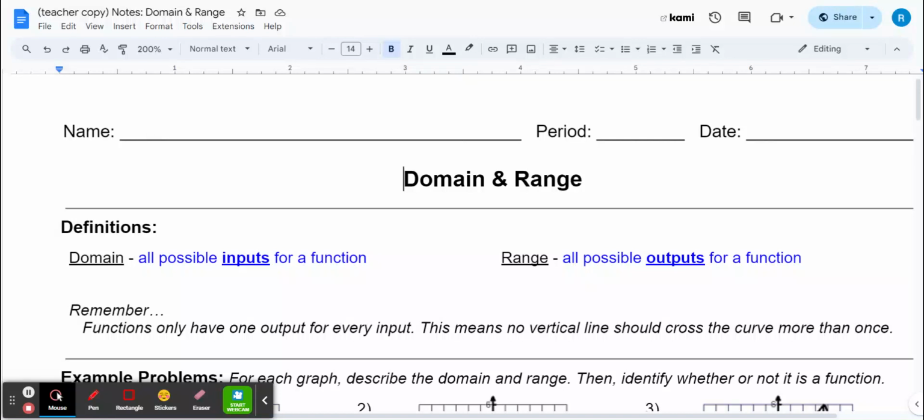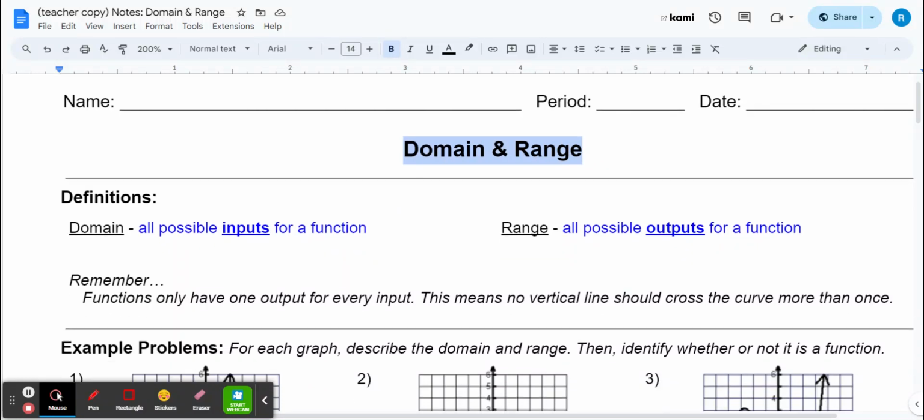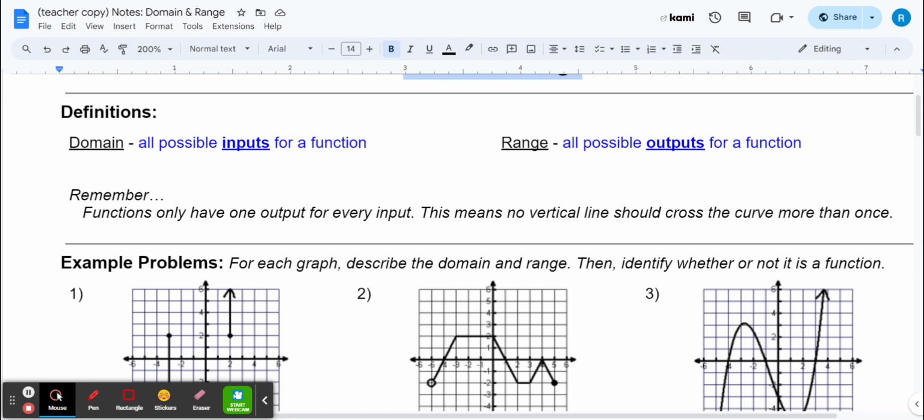All right, so today we are doing a quick mini lesson talking about domain and range. And specifically, we're going to want to be able to describe the domain and range based on graphs. First off, let's make some quick definitions.